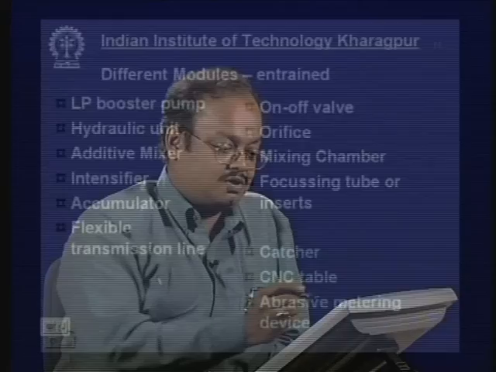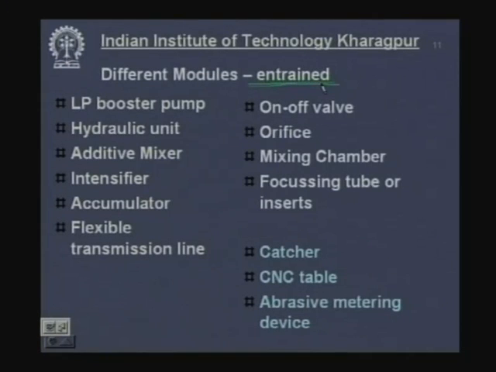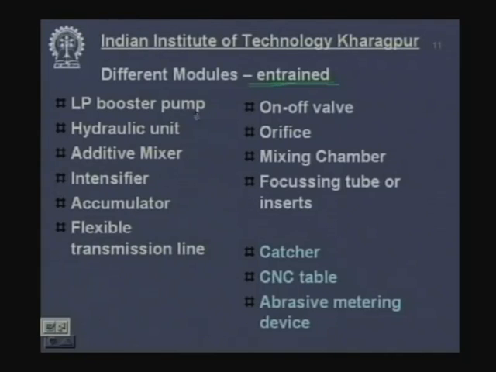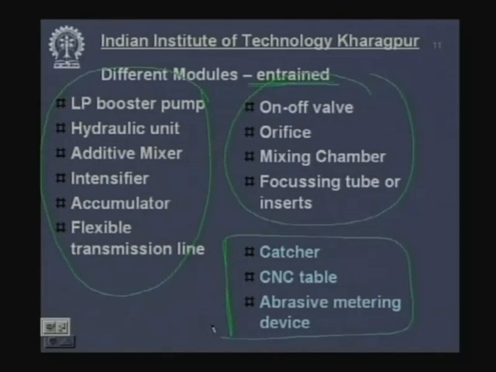Now we are gradually going into the composition of the abrasive water jet system. As I said earlier, we will mainly restrict ourselves to the intensifier system, because that is the most popular system. Now there are three parts here. This is one part, this is the other part, and this is the other part. This particular unit basically generates the high pressure water. So you have a low pressure booster pump, hydraulic unit, and additive mixture. This hydraulic unit drives the intensifier. You require an accumulator, which I will explain. Then you require a flexible line which can carry water at 4000 bar. That water is brought to this particular unit, which is called the cutting head.